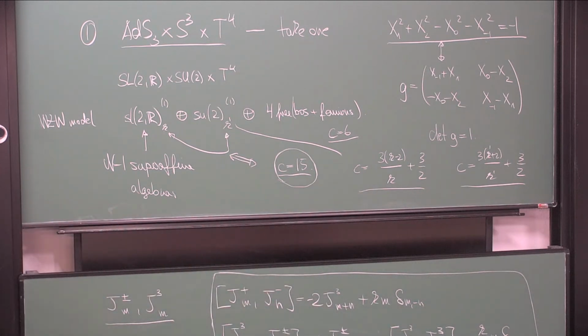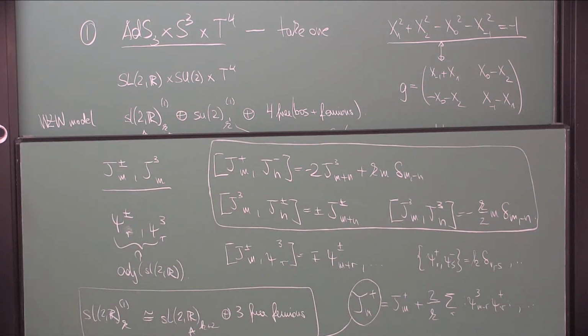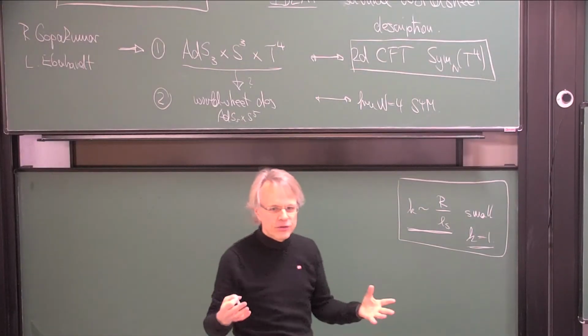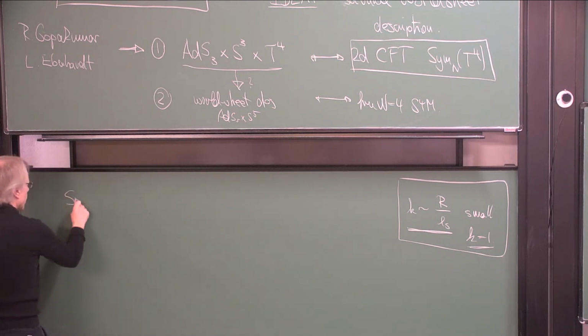Okay, so far I've just told you what the symmetry is, right? So this is basically telling you what's the symmetry of this worldsheet theory. But in order to describe the worldsheet theory, it's not enough just to say what's the symmetry. You have to say what's the spectrum. So what's the spectrum of this worldsheet theory?